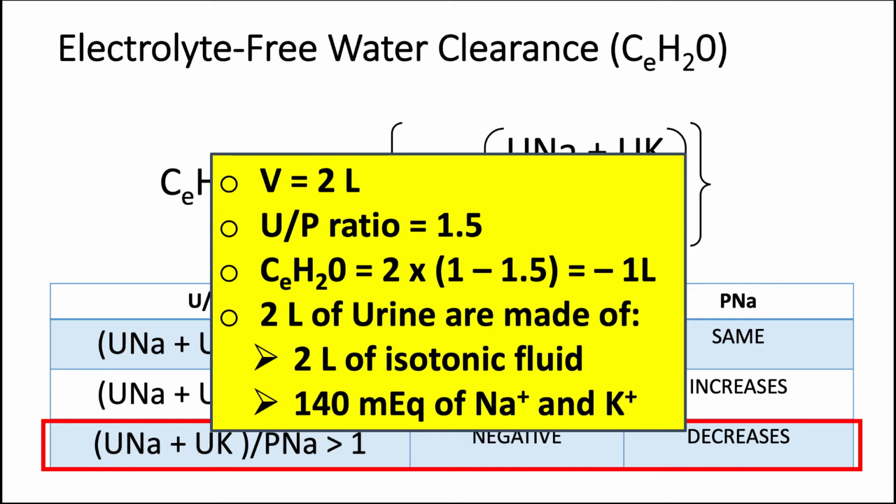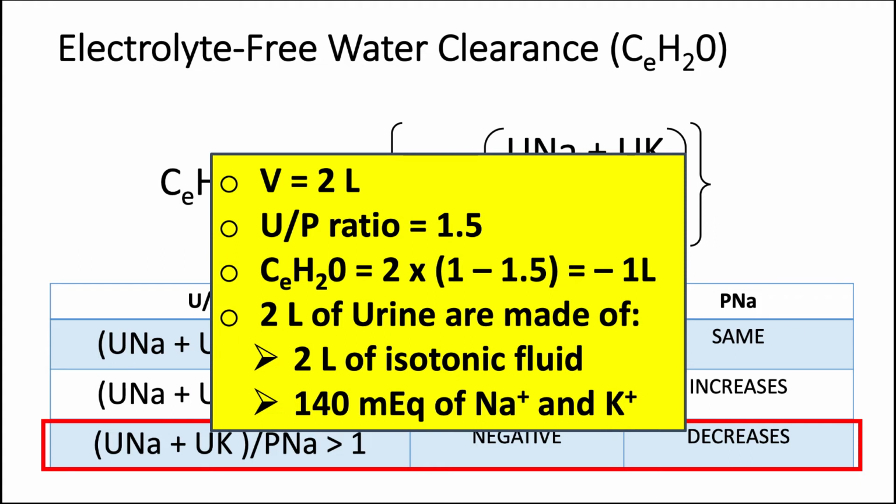If you calculate the electrolyte-free water clearance, it's going to be negative 1 liter. What does it mean, negative? Well, let's think about it. Let's say this patient is going to produce 3 liters of isotonic urine. He's about to produce that amount of urine, 3 liters of isotonic to plasma. Let's separate those 3 liters into 2 liters on one side of isotonic and in another side 1 liter of isotonic. Now let's split that 1 liter of isotonic into their 2 components, 1 liter of water and 140 milliequivalents of sodium and potassium, which are the solutes.